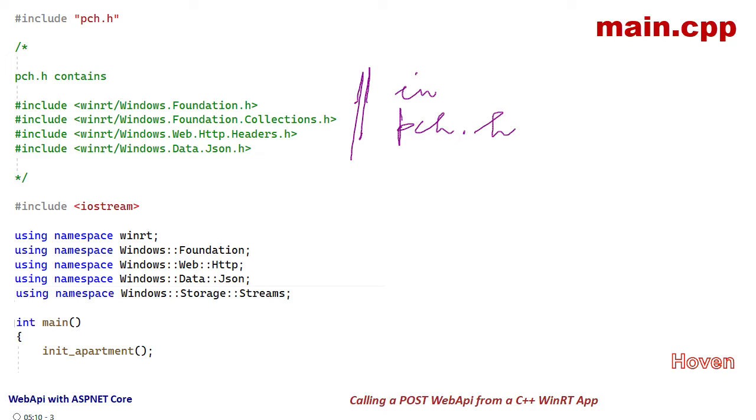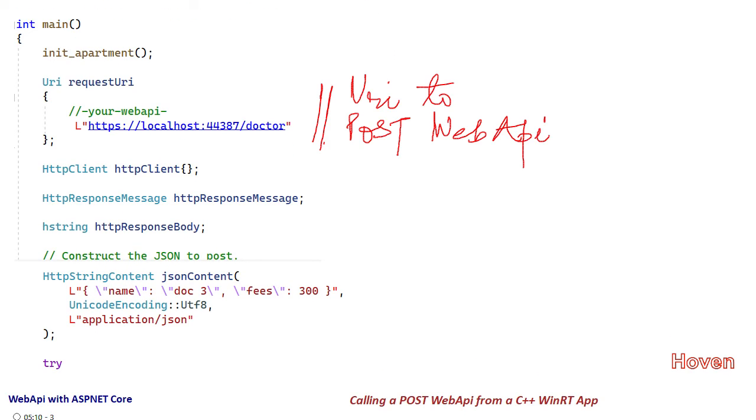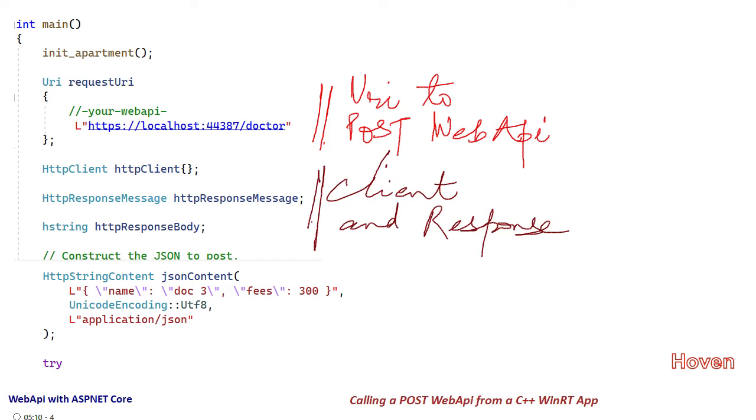These files that you are seeing here have been included through the pch.h precompiled header. And after that we have the well-known header for iostream. A URI is created on the basis of the URL for the web API that we noted in the previous step. An HTTP client will help us communicate with the server and the response string will be collected as an hstring.